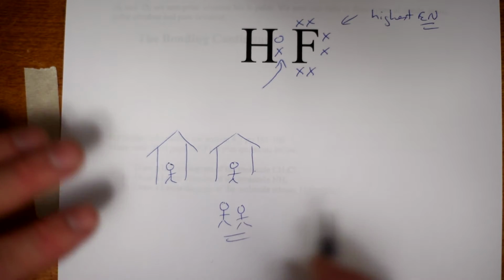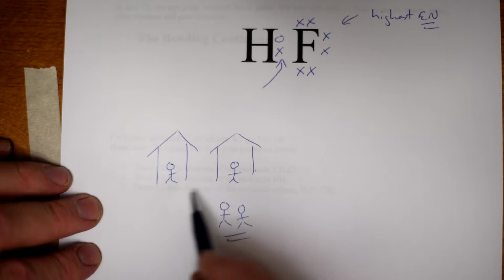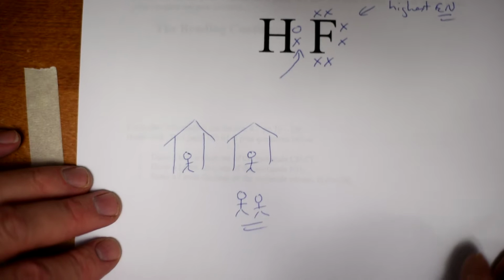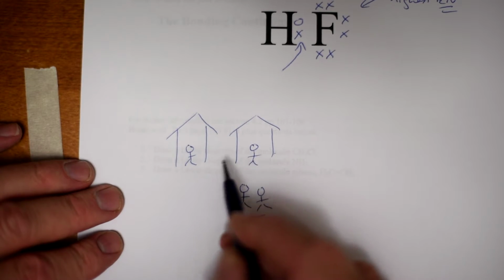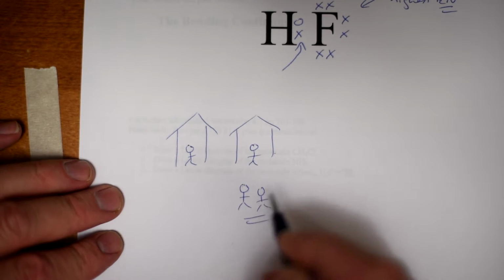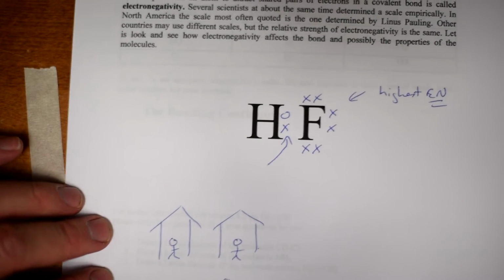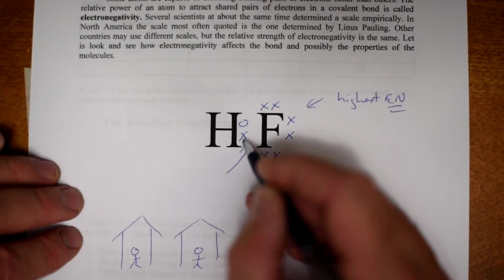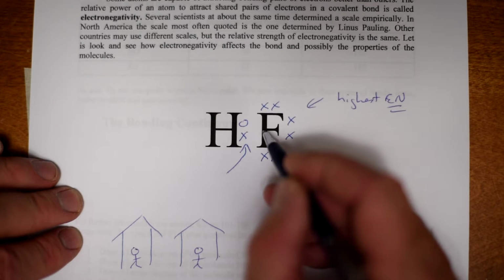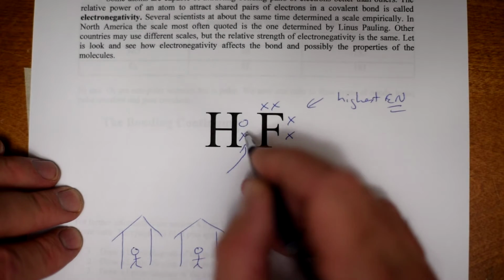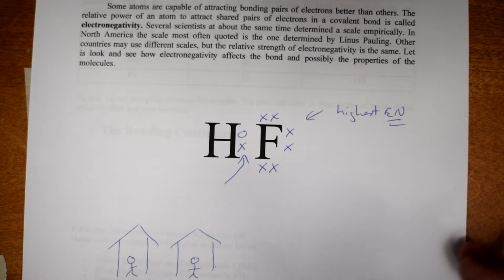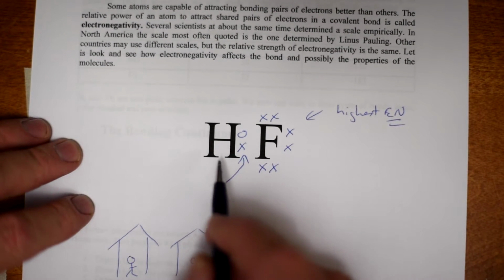Does that mean there's been a complete transfer? No. Well, the other child goes back to his or her house later on in the day, but we see that the two children stay in one house more than the other. Well, electrons are somewhat the same way. Fluorine right now is the attractive backyard, and so these electrons tend to spend more time in the vicinity of the fluorine than they do near the hydrogen.